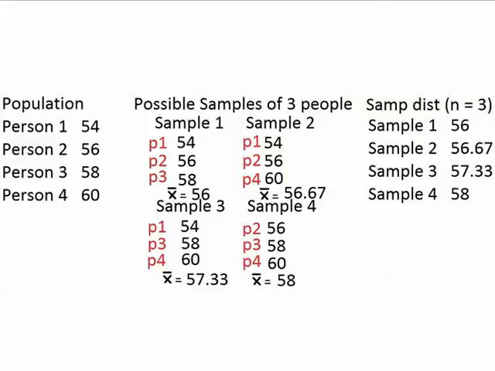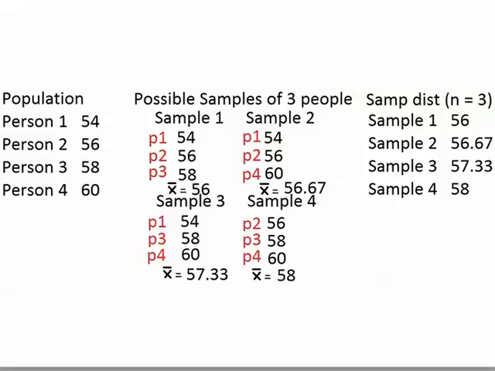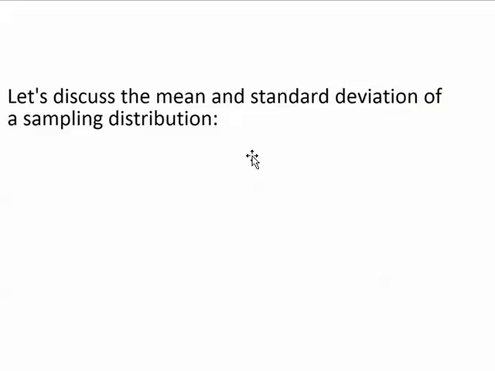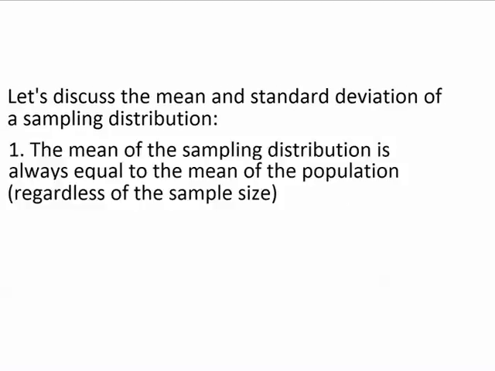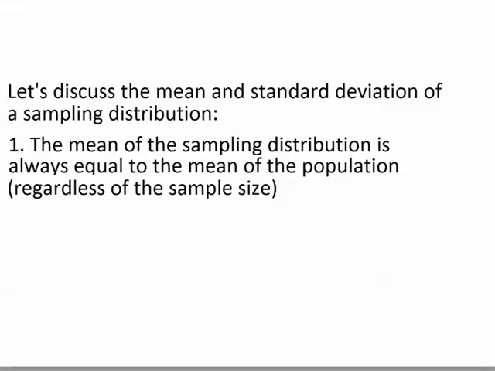At this point, I wanted to discuss the mean and standard deviation of a sampling distribution. A sampling distribution is really just a collection of numbers. So just like any collection of numbers, a sampling distribution has a mean and standard deviation of its own. It turns out that the mean of a sampling distribution is always equal to the mean of the population. And I'll actually demonstrate this point right now.